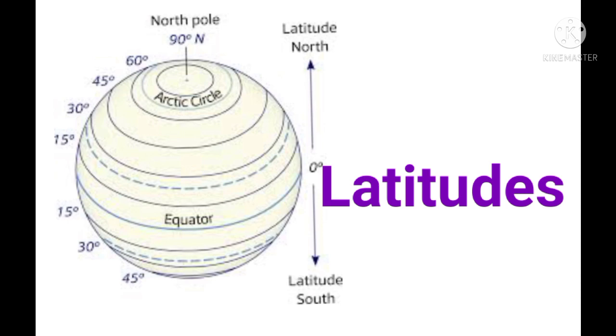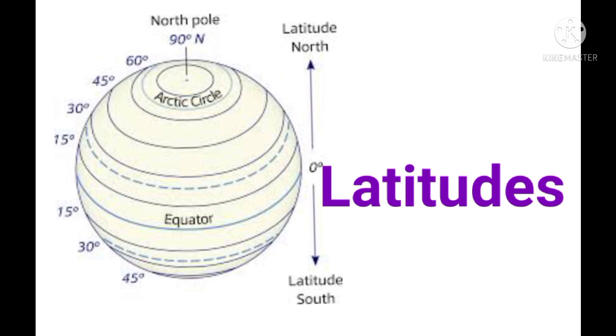The Equator divides the earth into two halves. Halves means two parts. It passes through the center of the earth. The Equator is 0 degrees. In the northern hemisphere, 90 degrees of latitudes are there. In the southern hemisphere, 90 degrees of latitudes are there. A total of 180 latitudes are drawn on the globe.